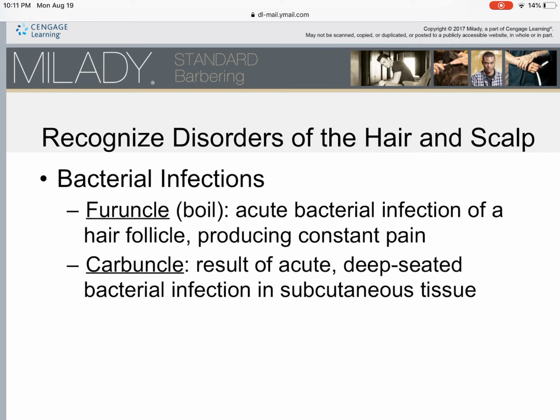A furuncle and a carbuncle are very similar. A furuncle is a boil, an acute bacterial infection of the hair follicle, producing constant pain. A carbuncle is the result of an acute deep-seated bacterial infection in subcutaneous tissue. The difference between the two is the carbuncle is a little bigger than the furuncle.